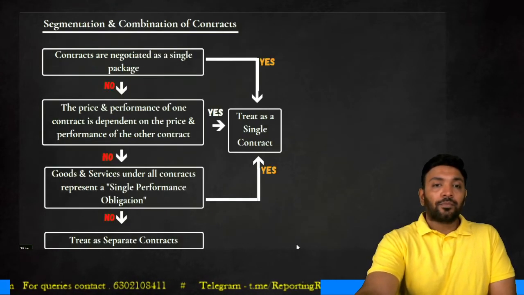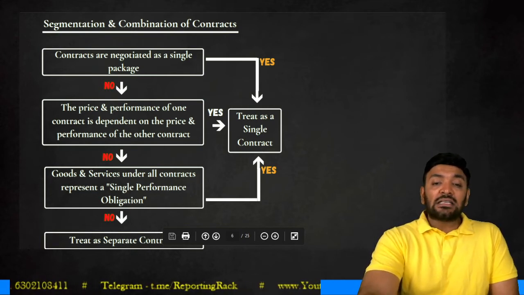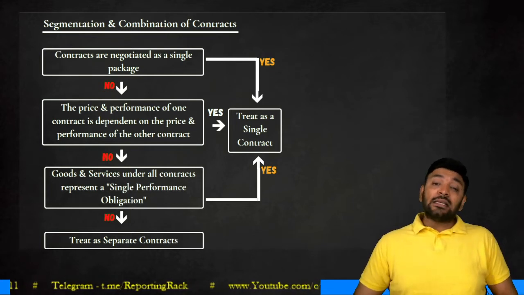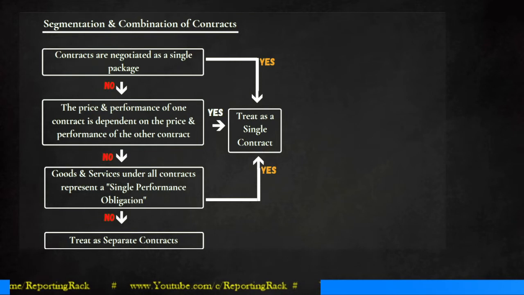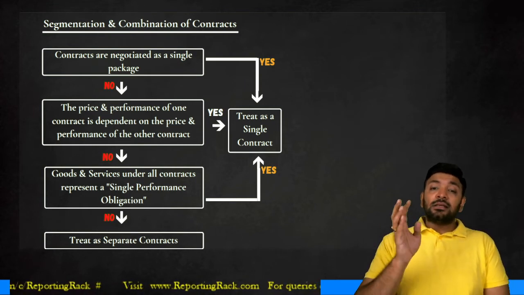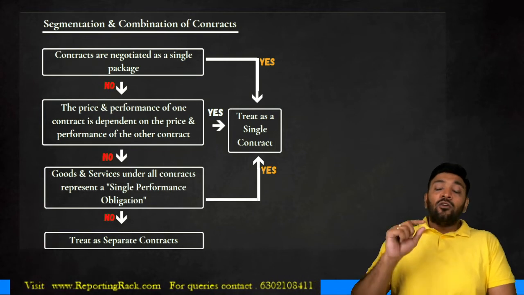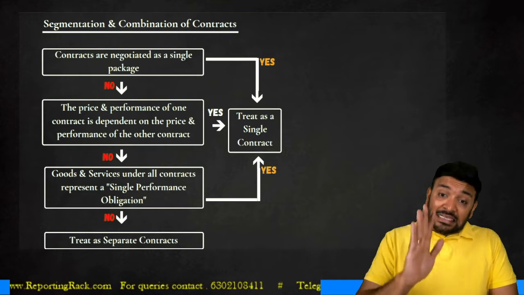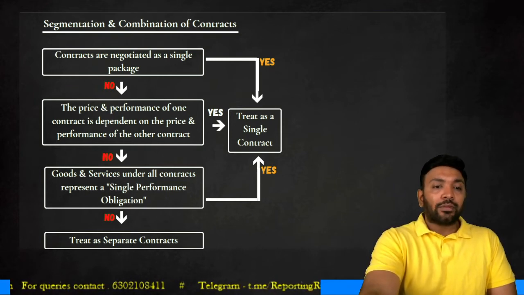Now, sometimes there happens to be a situation where two or more contracts are entered at the same time or near the same time. What is at the same time or near the same time? At the same time or near same time basically means that these contracts are either entered together. Let's say one contract A has been entered on 1st April and the other contract B was also entered on 1st April. That means they are entered at the same time. What do you mean by near the same time? Near the same time means one contract entered into on 1st of April, other contract entered into on 4th of April. They are near the same time. When two contracts are entered into almost at the same time or exactly at the same time, there is a possibility for you to combine these contracts. Now my question is, when should I combine the contract? Let me tell you.